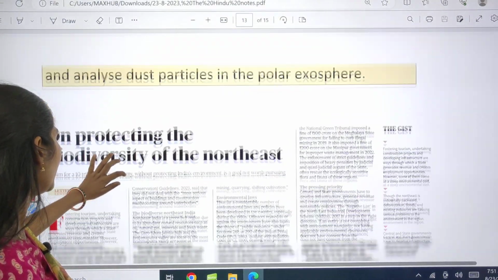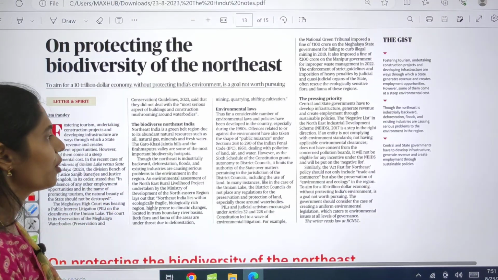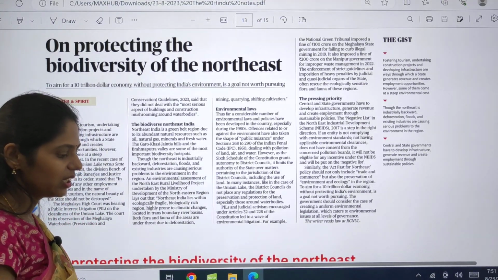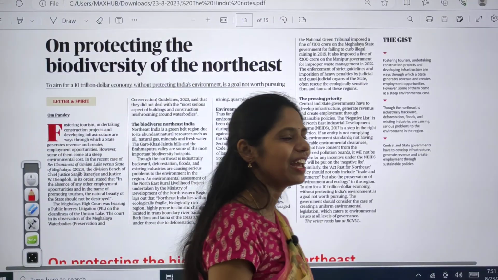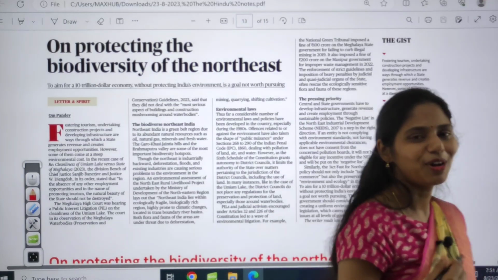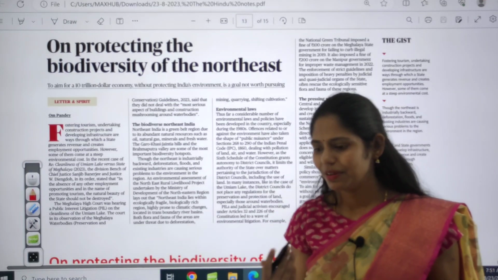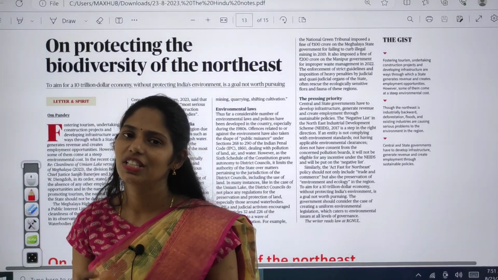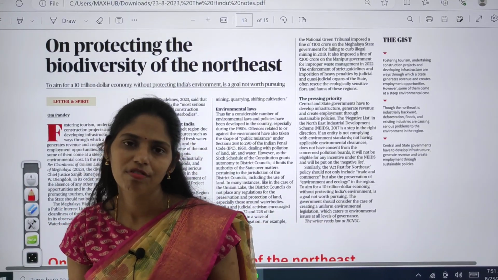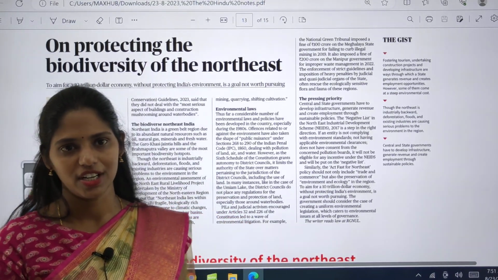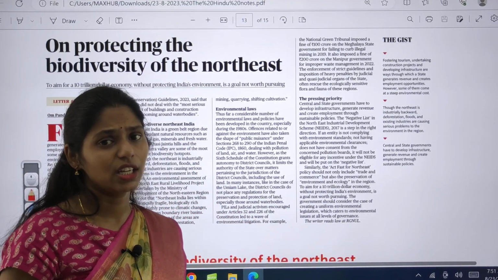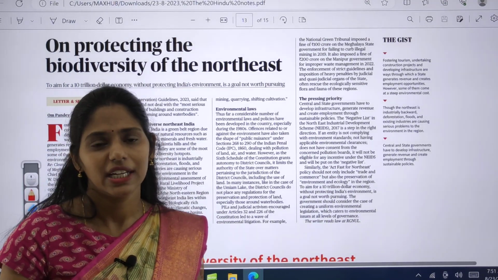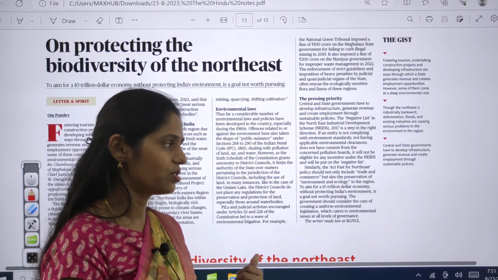If you move forward, the next topic is about protecting the biodiversity of Northeast. The Northeast gets a good amount of rainfall from the monsoons, right? And we have a lot of hills and mountains here, and we can see a very rich biodiversity because of the presence of lush green forest. In this Northeast area, we can also see a number of biosphere reserves and national parks present, right?